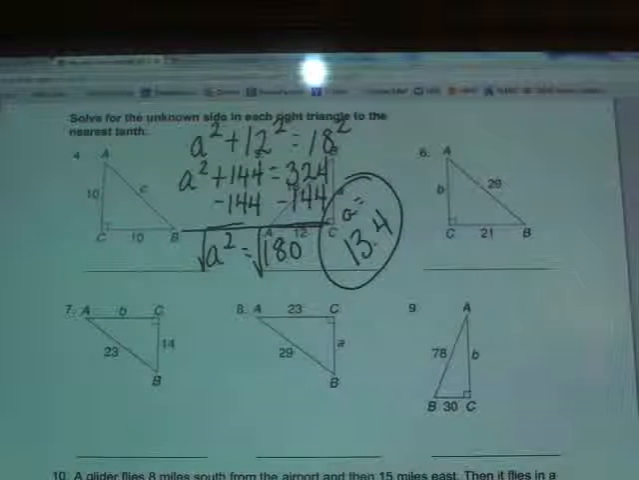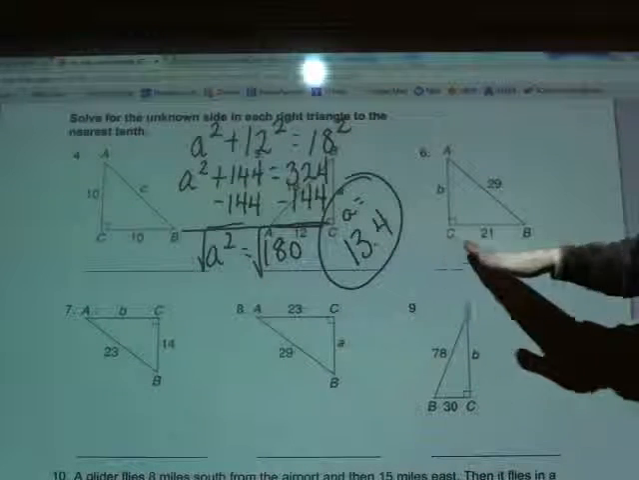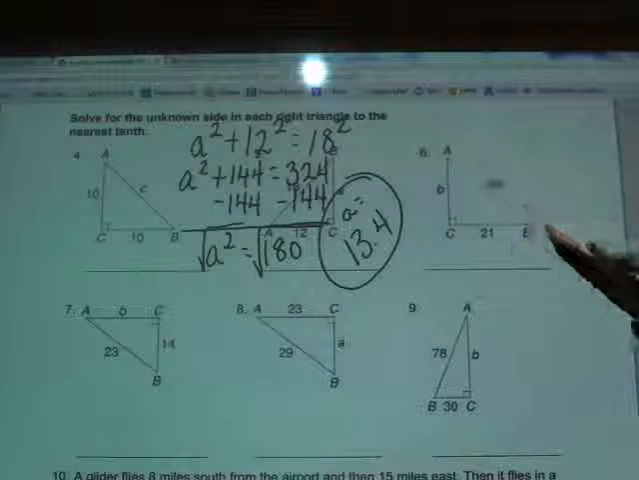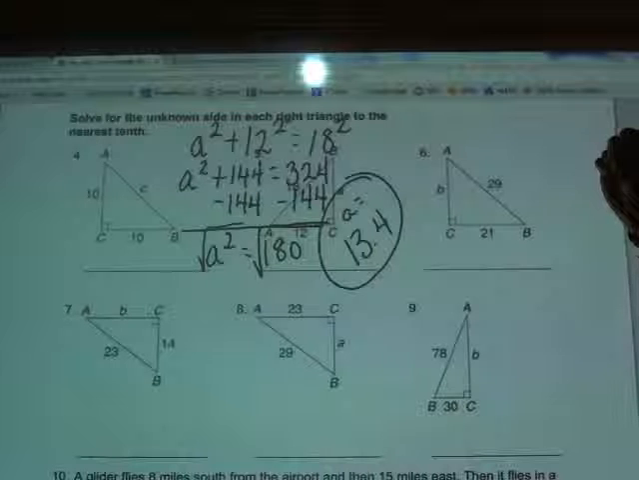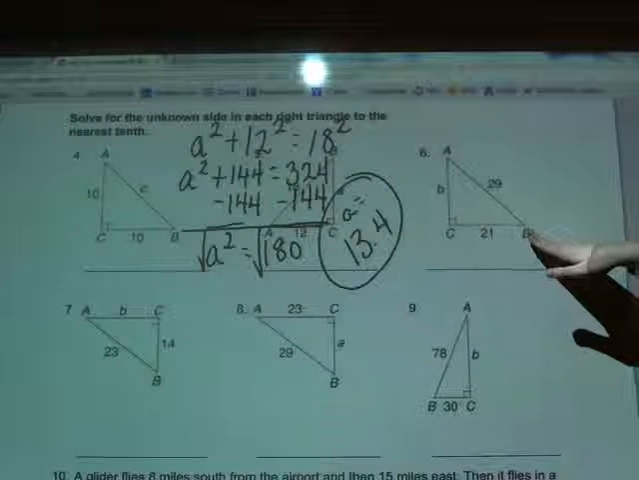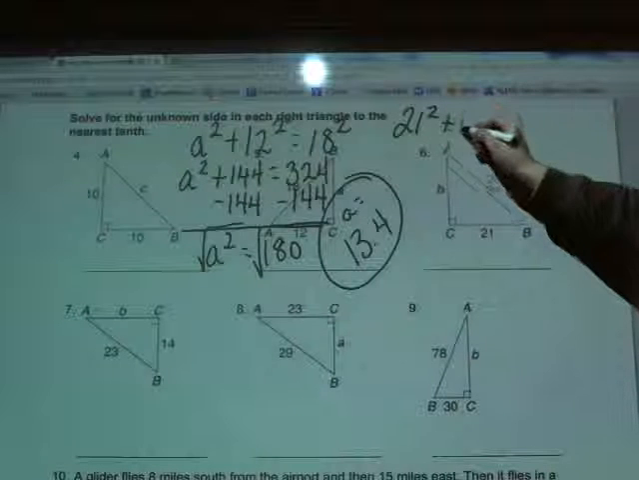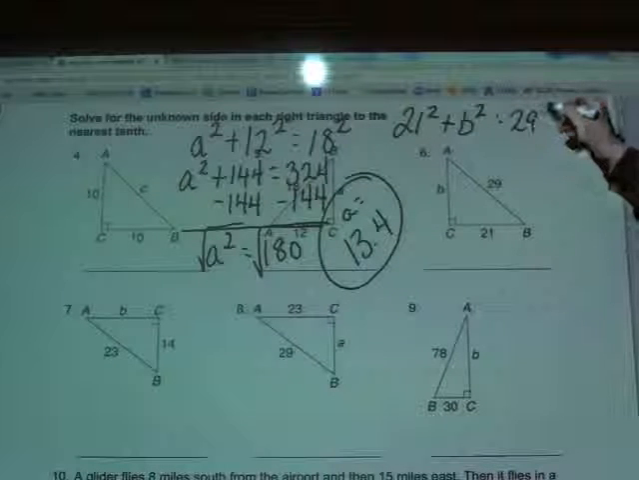All right, let's go ahead and try number 6. Now, number 6, again, they're looking for one of the legs, but instead of looking for A, this time they're looking for B. Remember, the legs are the two sides that make up the right angle, which are these two I'm pointing at here. So this side over here has to be my hypotenuse. Remember, the hypotenuse is always across from the right angle. So we know that these two squared, 21 squared and B squared, have to be equivalent to my hypotenuse squared, which is 29 squared.